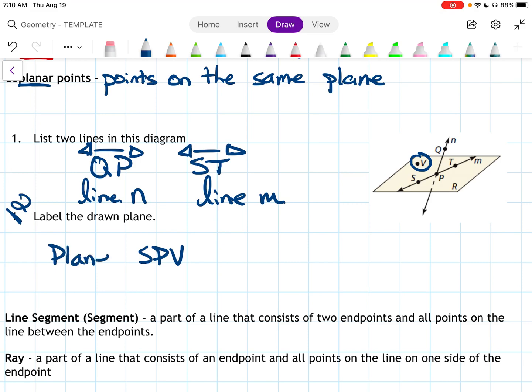Plane SPV. And that's it. That's our labeled plane. Now you'll see the letter R there. That's kind of like how we have line N and line M. We could also say we have plane R. I normally don't like to use that, but that is an appropriate way to do it. I like, if I can write, I like this way more.